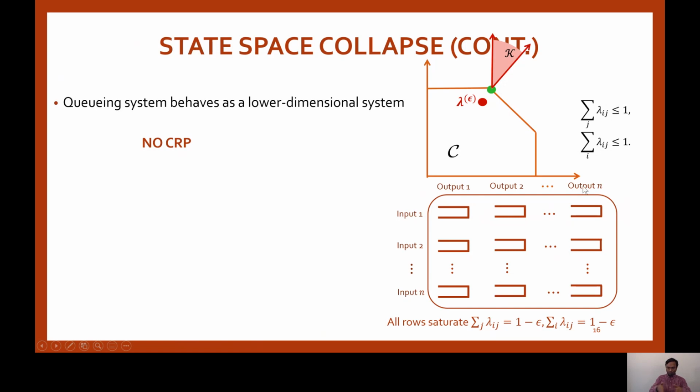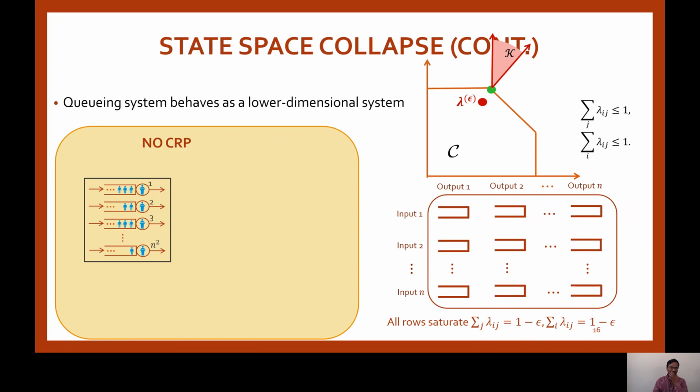For simplicity, for most of this talk, I'll focus on the case where all the constraints are tight. Basically, all the rows are approaching 1. So the total arrival rate of each row is 1 minus epsilon. Total arrival rate for each column is 1 minus epsilon. All rows and columns saturate. Towards the end, I'll talk about the setting where only a subset of rows and columns saturate.